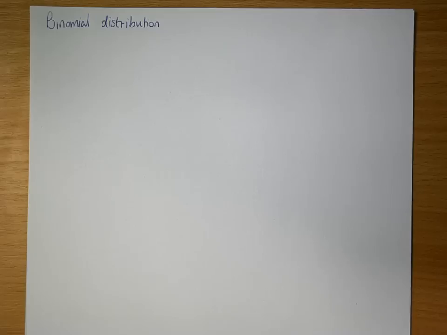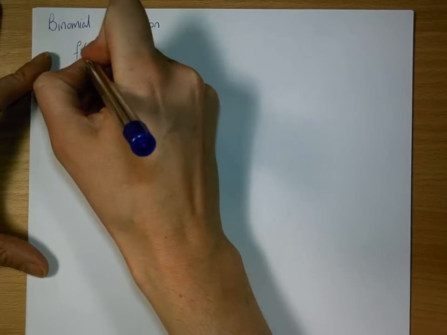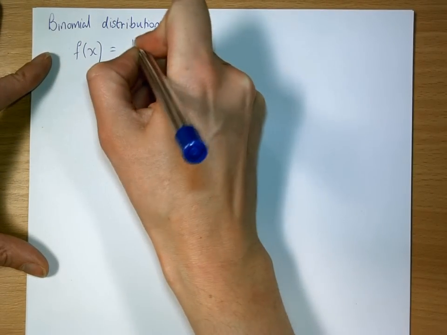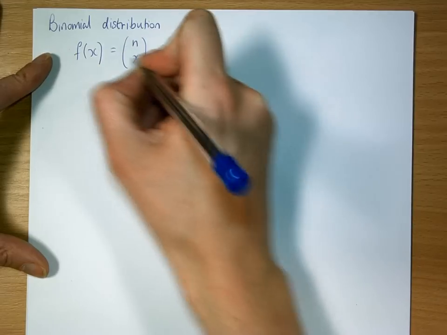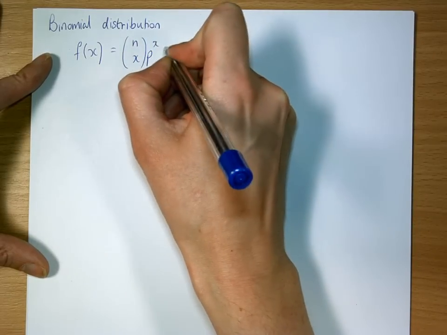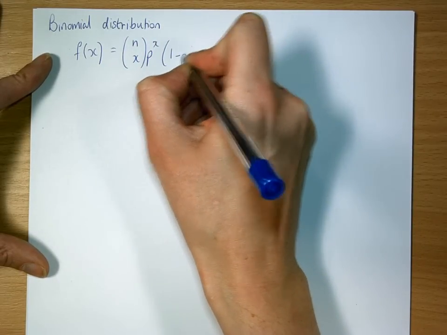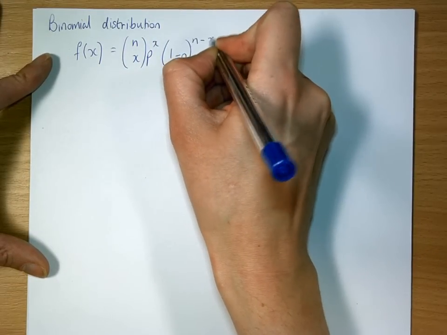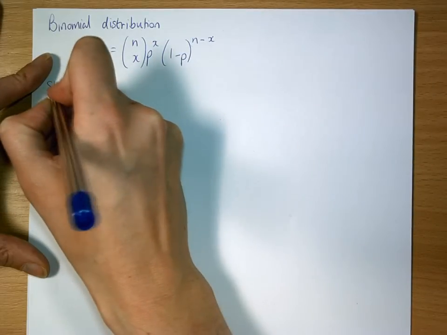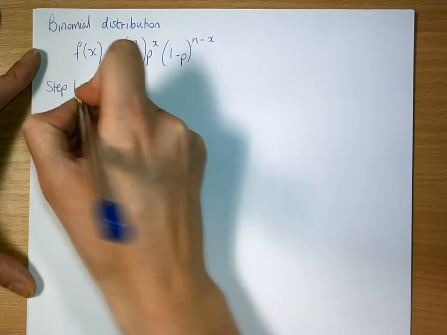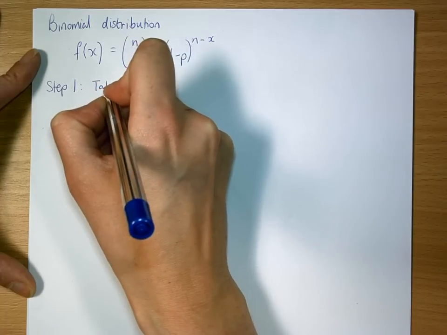So now we're going to consider how to show that the binomial distribution is a member of the exponential family of distributions. So we start with stating our binomial distribution. So that's f of x equals n choose x, p to the x, 1 minus p to the n minus x. Step 1 is take the log of both sides.